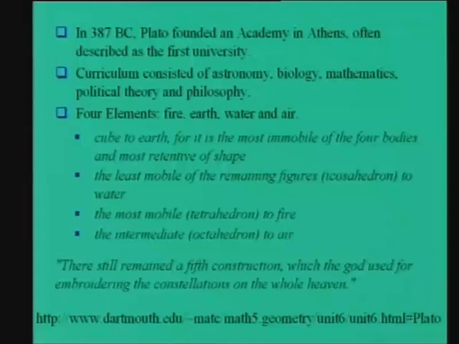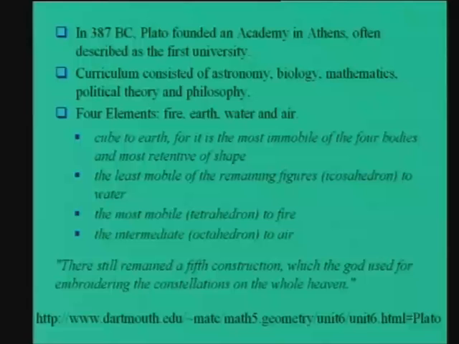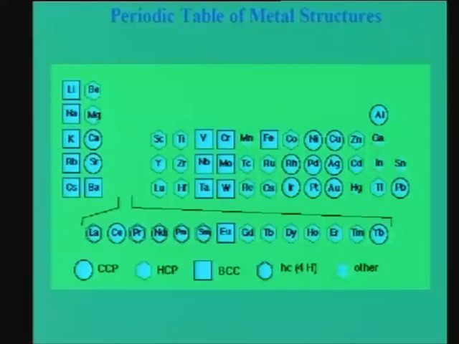And the 5th one, he gives as you can see here: there still remained the 5th construction which the god used for the embroidering of the constellations on the whole heaven. That is what we call the ether, the 5th element, which pervades all through the universe. Anyway, this is just a bit of philosophy. The website from where I got this information is given below, which I can give you a little later. And we talked about the crystal structures.